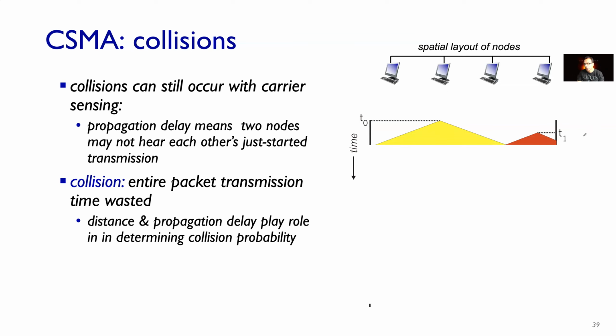Now imagine at time t1, this last node here gets a frame from the network layer. So it senses the channel. It doesn't hear anyone. Of course, we can see that this second node is transmitting, but its bits haven't yet reached this node. They have reached this node, but at this time the bits are still here. In fact, they have not even reached this node.